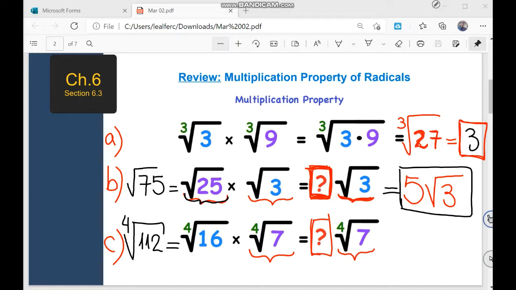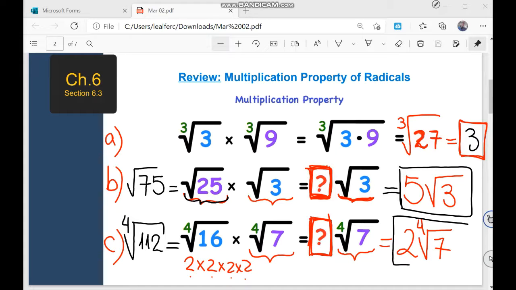And what's the number missing here? Does anyone want to try? You can use a calculator. Yes, Kara. Perfect. You can use a calculator because 16 is 2 times 2 times 2 times 2, so the fourth root is 2. The answer is 2 fourth root of 7. Perfect, Chiara. Thank you very much, Chiara. Thank you very, very much, Jada. Perfect answers. Very good. And I'm happy because you know how to work with the multiplication property of radicals.